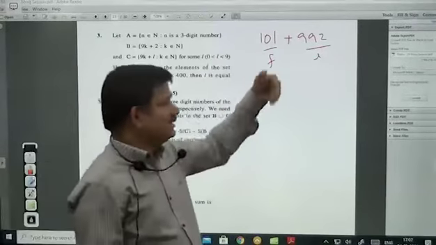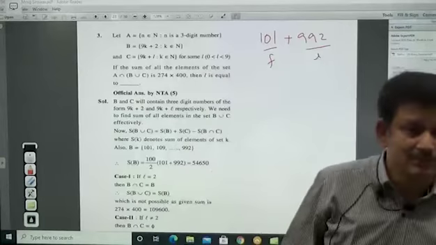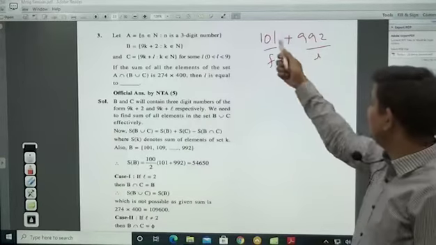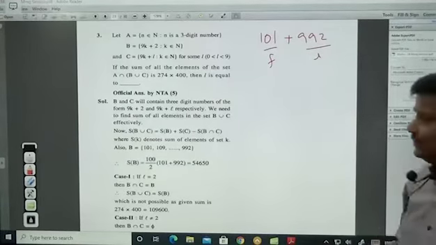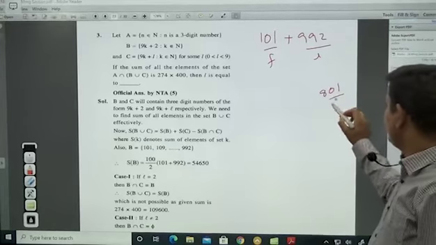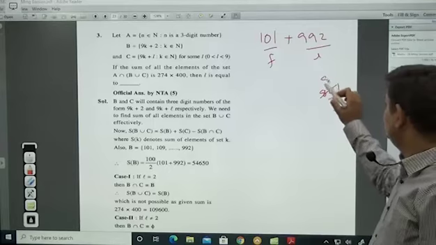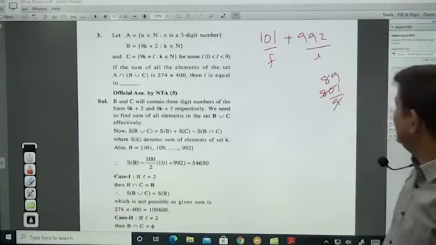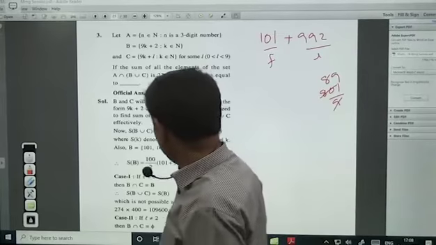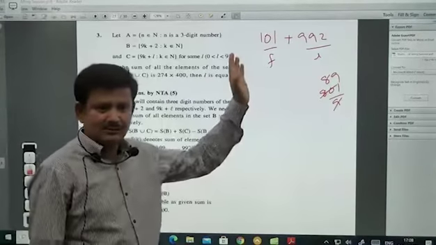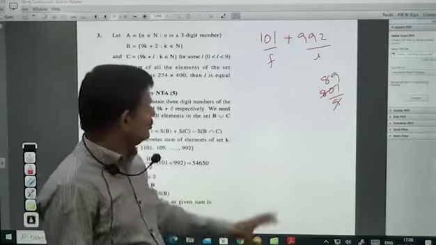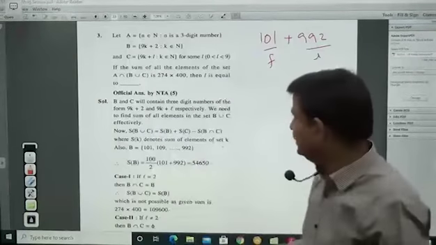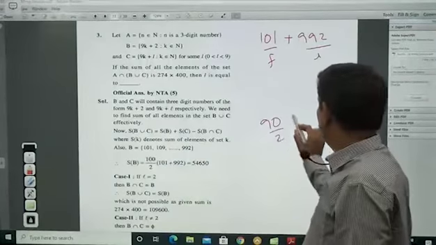So n by 2 into first term plus last term will give you the sum. N by 2 into, so what is the difference? 801. 801 divided by 9 is how much? 89. So how many numbers will be there? 90. Starting also we have to count. Ending also we have to count. Okay. So total how many numbers will be there? 90 numbers. So what will be their sum? 90 by 2 into 101 plus 992. How much is it?